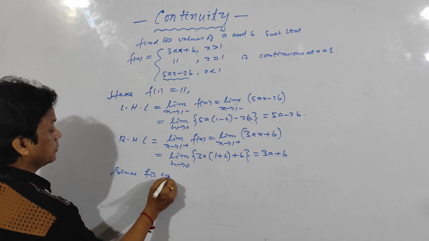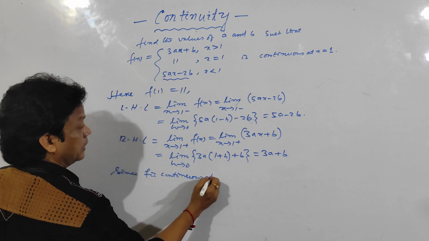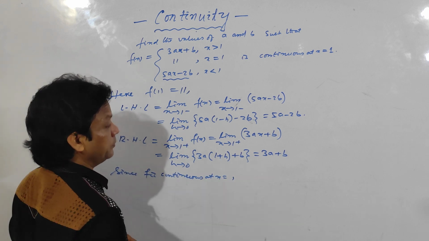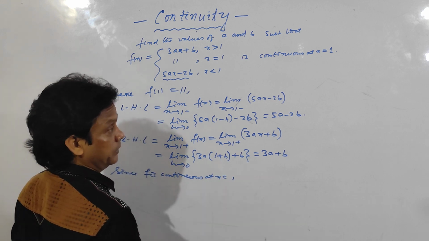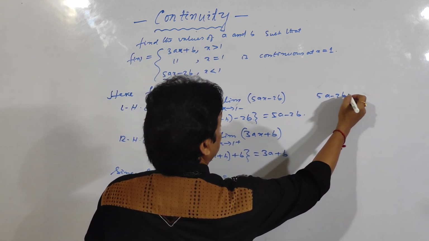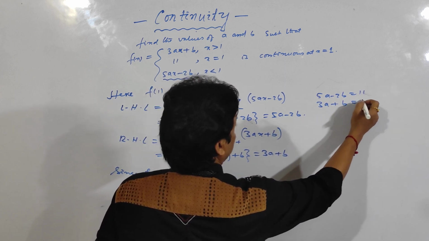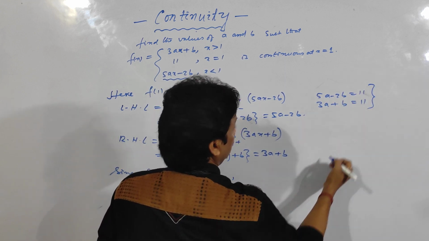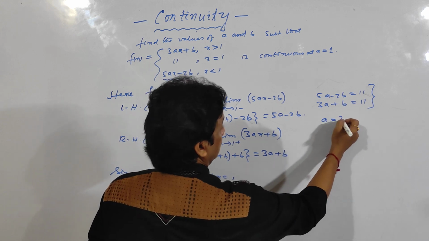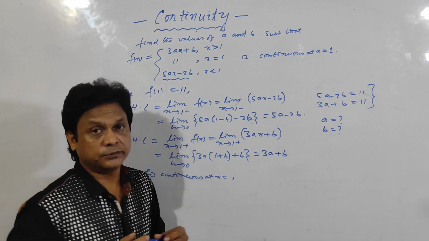So since f is continuous at x is equal to 1, the left hand limit must be equal to the right hand limit is equal to the functional value. That means 5a minus 2b is equal to 11 and 3a plus b is equal to 11. And if you solve these two equations, you can get the values of a and b. So you can do these things. Clear?